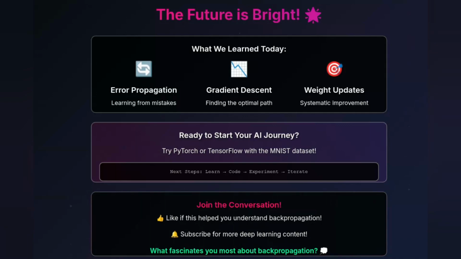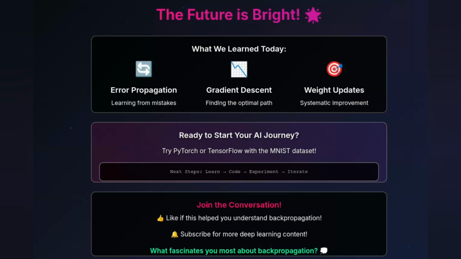Backpropagation is the fundamental algorithm that enables neural networks to learn from data. It works by calculating gradients and updating weights to minimize prediction errors. Looking ahead, researchers are developing alternatives and improvements to backpropagation. Techniques like forward-forward algorithms, biologically plausible learning rules, and quantum neural networks may reshape how we train AI systems.